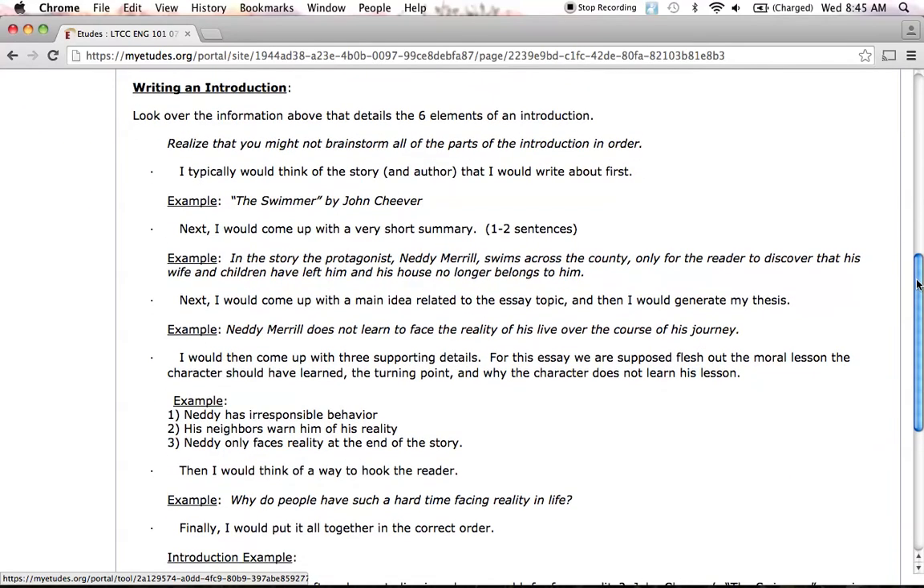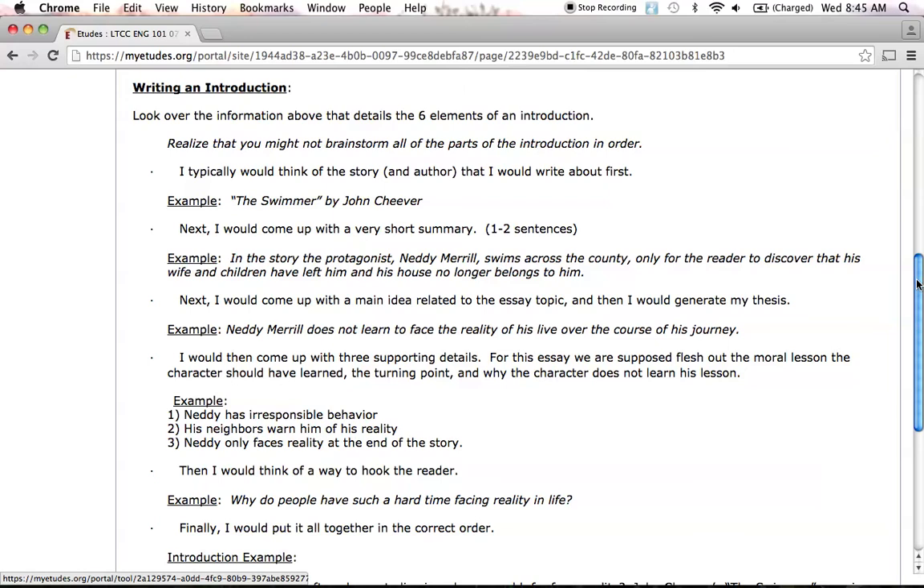Okay, so when I write an introduction, I have those elements in mind, and I don't always brainstorm them in the correct order. Typically I'm going to think of the story and author that I'm going to write about first. So let's go with The Swimmer by John Cheever. You're welcome to still write about The Swimmer, but you can't copy my introduction. So the easiest thing for me, check. I knocked that one off the list. The Swimmer by John Cheever.